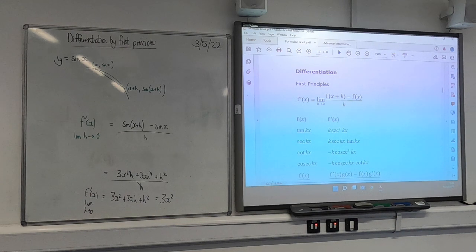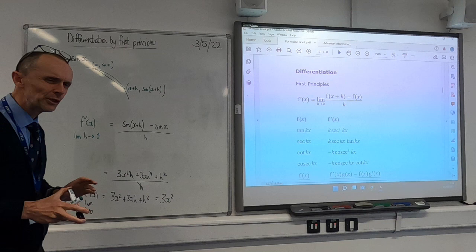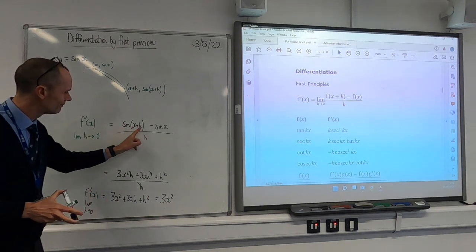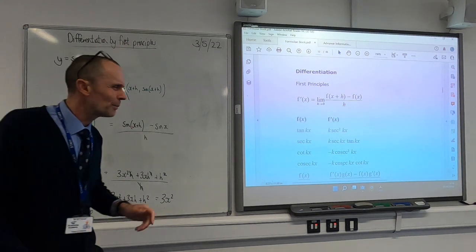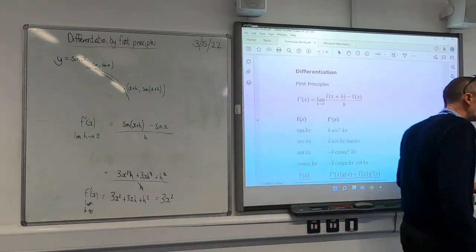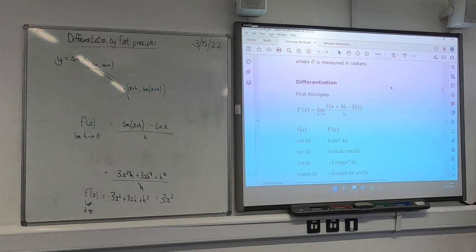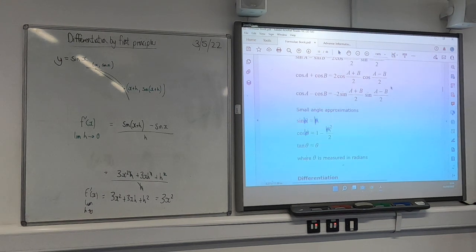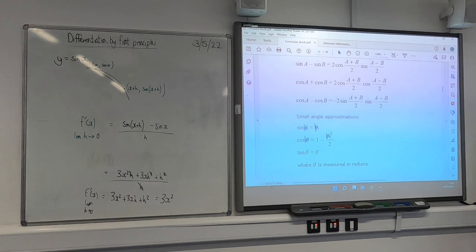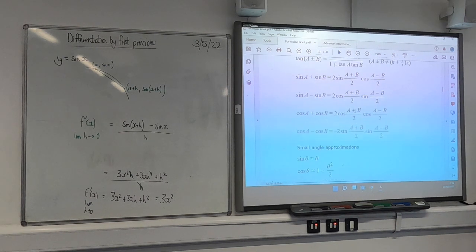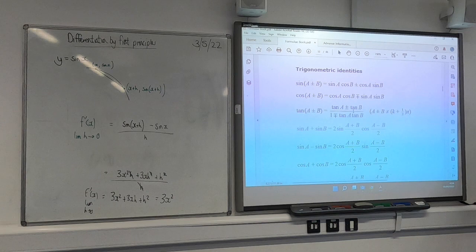I see no cos, but I do see something that rings a bell, particularly as I've already got page 6 of my formula book open in front of me. Because one of the first things we did this year with trig was we had these angle addition formulas, which we use to make all sorts of identities.